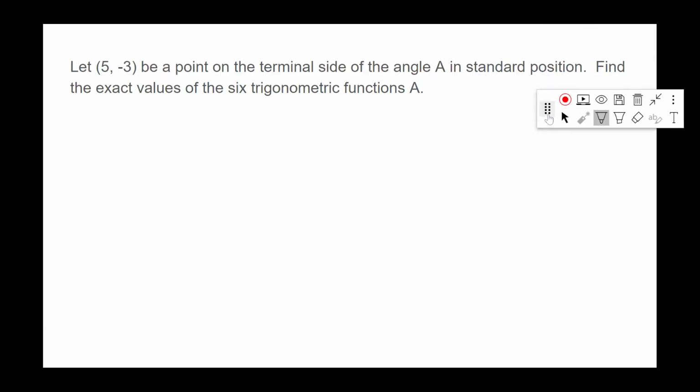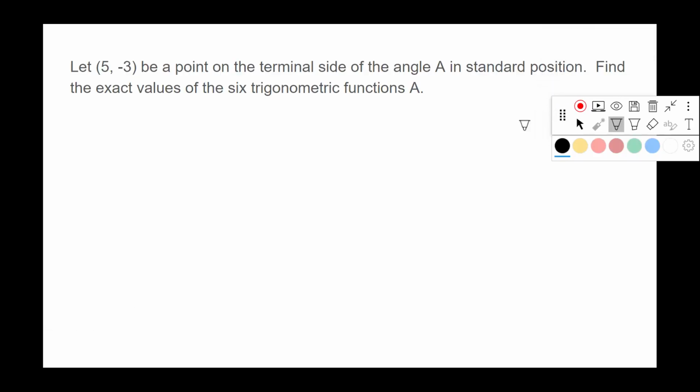All right, so let's try another one. Let (5, -3) be a point on the terminal side of angle A. So let's draw that. We'd have to go right 5 and down 3. So right 5, down 3. Make a point.